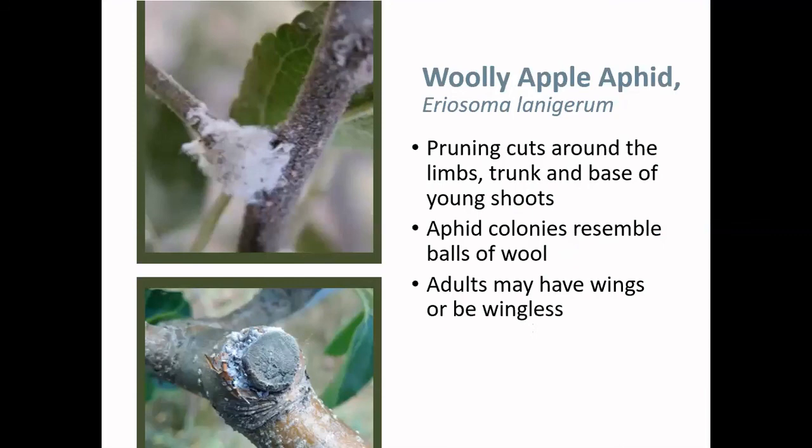So the last aphid is woolly apple aphid. This is a little bit different from the other two. It tends to not be so much on the foliage, but really found on those developing shoots. Really common around areas of pruning cuts or right in the crotches of new shoots. And it can be very distinct in terms of its appearance. The aphids actually produce a very cottony or woolly protective covering, and so it can look like balls of cotton balls throughout the trees.